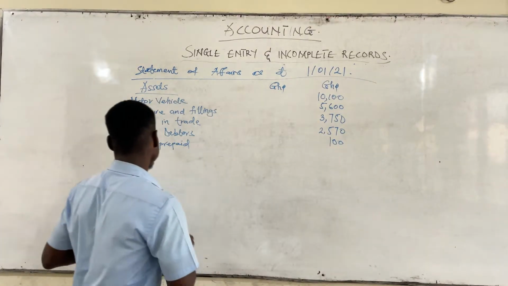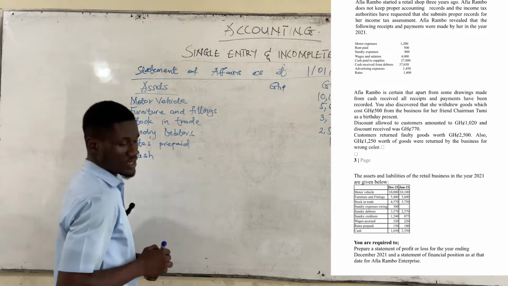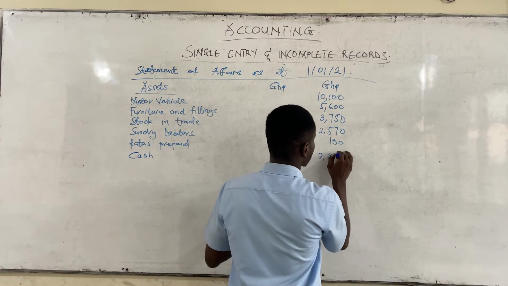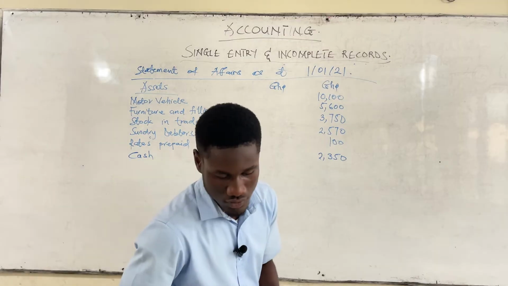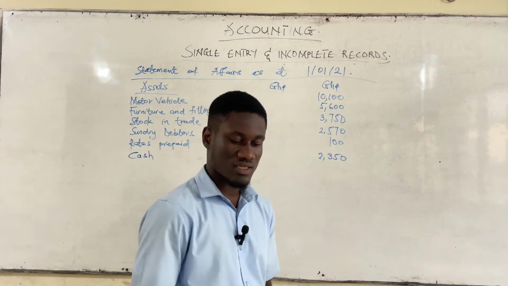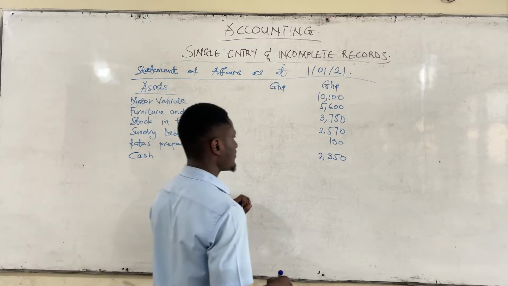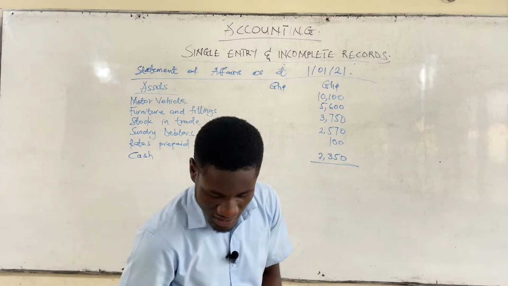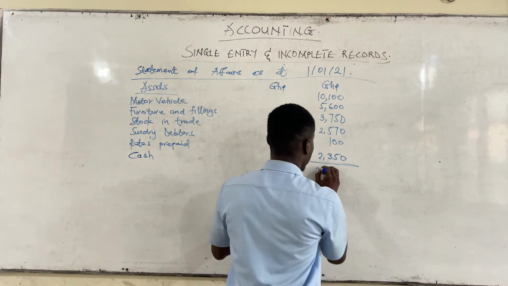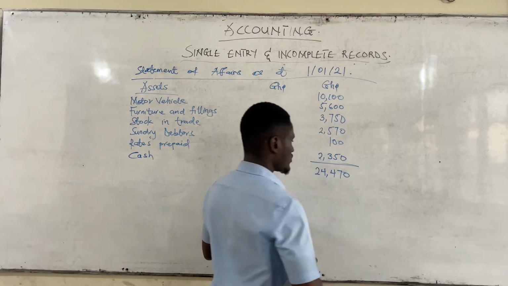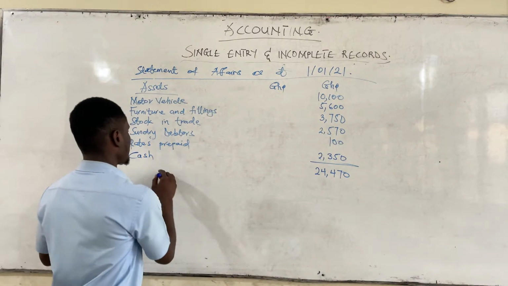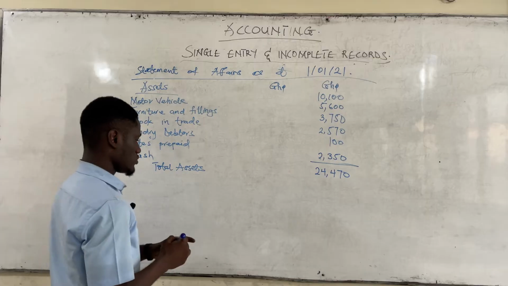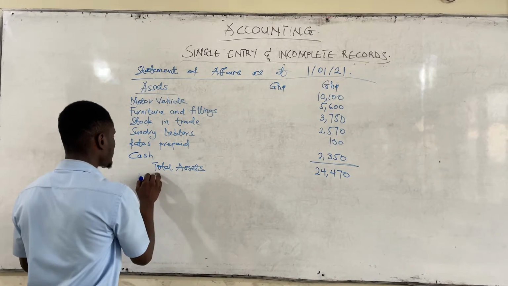We have cash, which is 2,350. Good. So we check if there's any assets again, and that's all the assets we have in the question. So close our total assets. We'll add them together and we are getting 24,470. Good. And that's all for the total assets. So these are total assets. Good. Then we come to our liabilities.